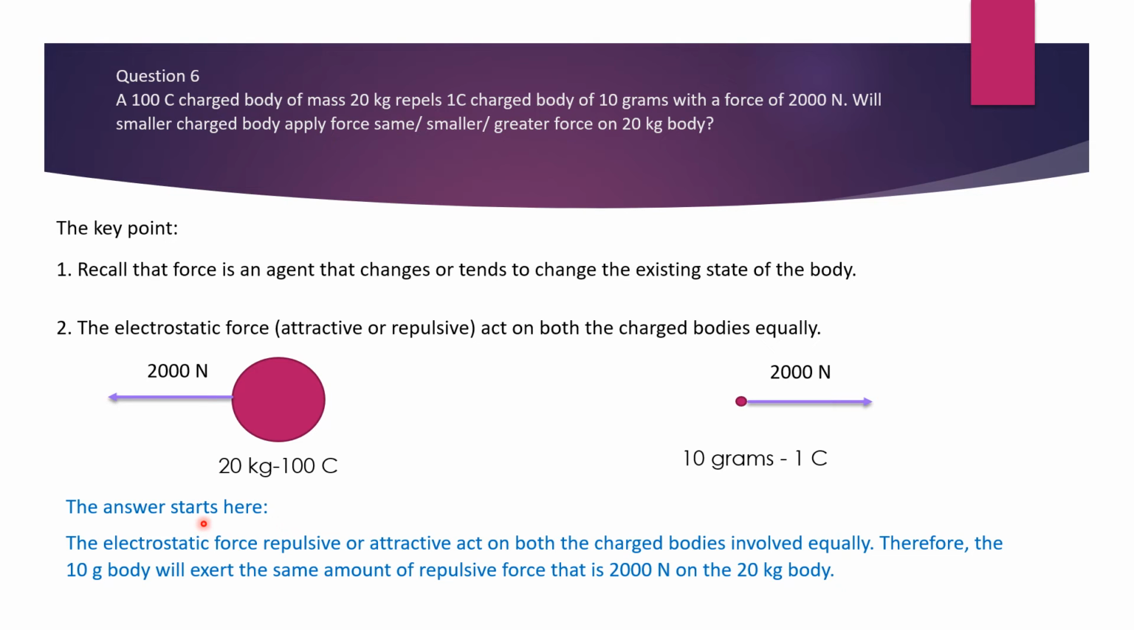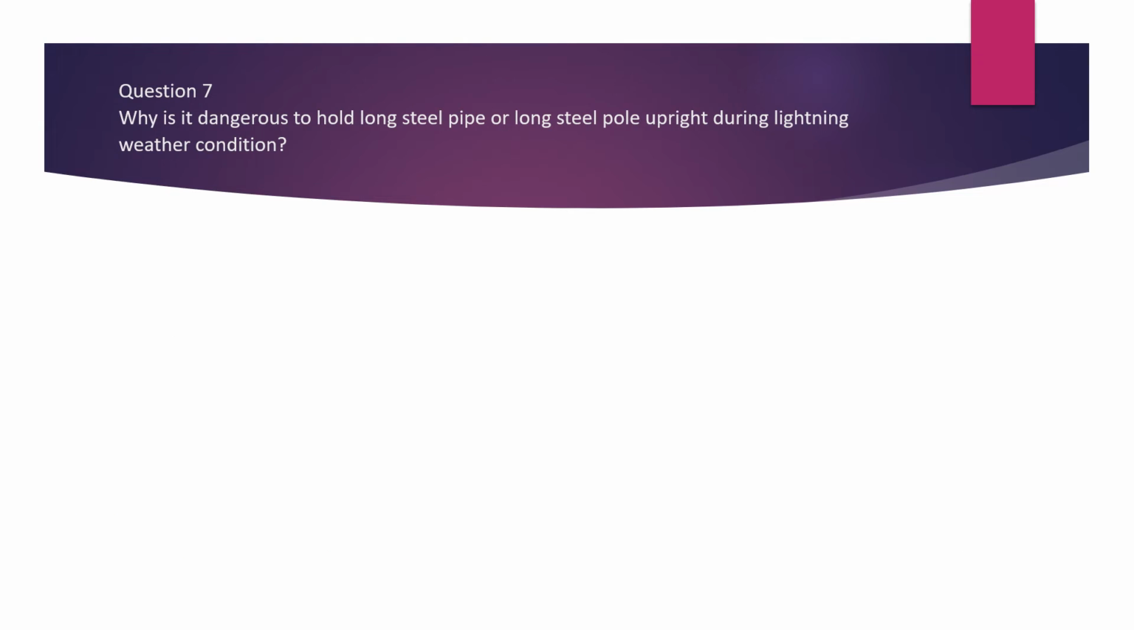The answer starts here. The electrostatic force, repulsive or attractive, acts on both the charged bodies involved equally. Therefore, the 10 gram body will exert the same amount of repulsive force, that is 2000 Newton, on the 20 kg body. It would be very good if you can draw this figure and label it as given here to explain your answer better. Question 7.